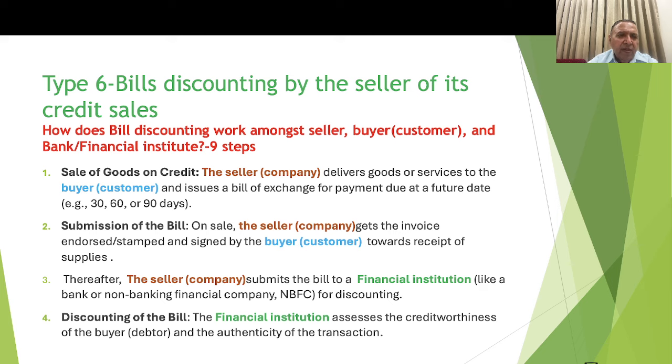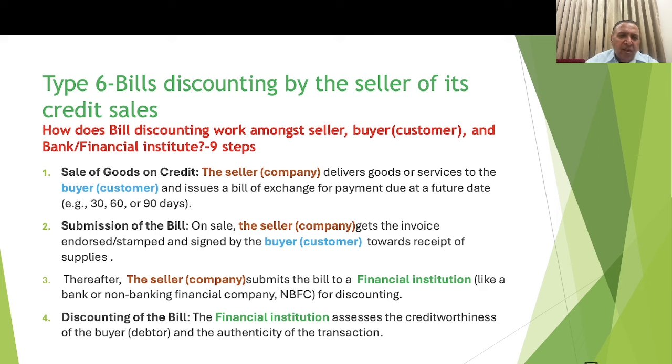Step number one is sale of goods on credit. The seller company delivers the goods or services to the buyer customer and issues a bill of exchange for payment due at a future date, say 30 days, 60 days, 90 days, and so on. Submission of the bills. On sale, the seller company gets the invoices endorsed, stamped, and signed by the buyer towards the receipt of the supplies.